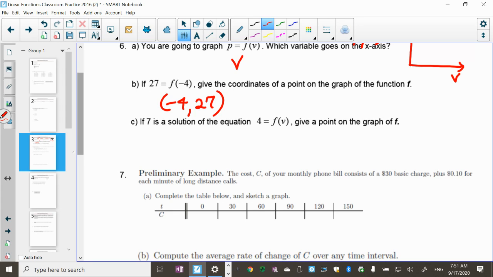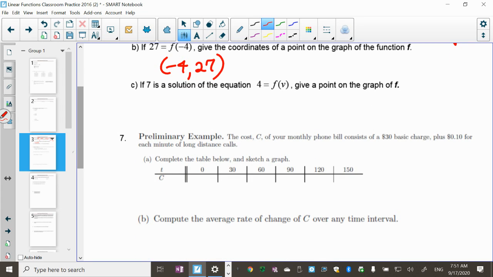Okay. If 7 is the solution of the equation 4 equals f of v, give the point on the graph. So in what spot does the 7 go then, if it's a solution to this? In the v spot, right? That's with the 7. So what would the point be? 7, 4.